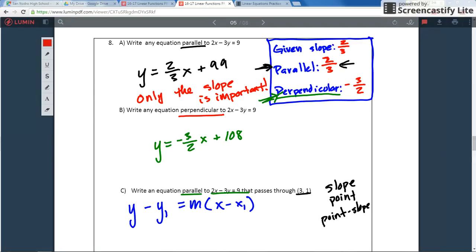So we know our slope. Let's see, which one are we going to choose? Oh, that's right. It's asking for parallel. So let's use the parallel slope. We have 2 over 3. And then they gave us a very specific point, which has a specific x and a specific y. So we're going to use our y, and then the y in that point is 1. Then we're going to use our x, and the x in that point is 3. And there you go.